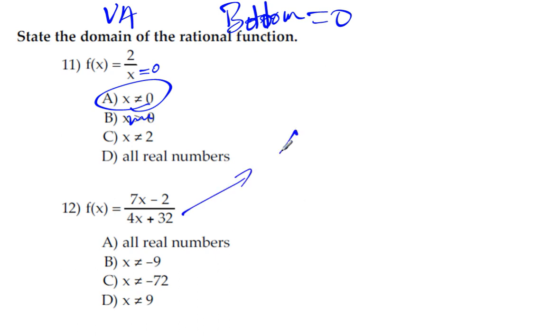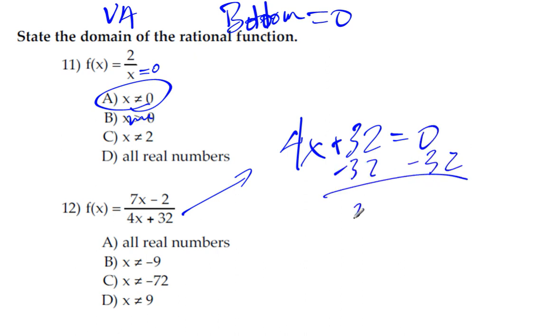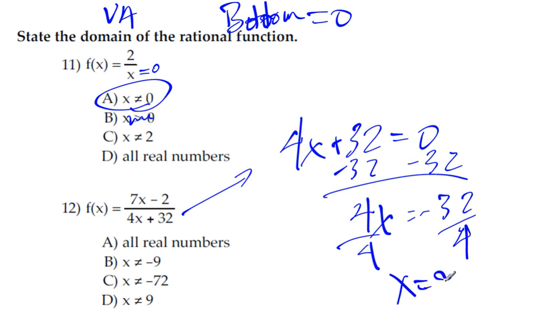This guy here, we just set up our little equation. We're going to put that equal to 0, subtract the 32. So 4x equals negative 32. We divide that by 4. So x equals negative 8. Whoa. Yeah, I know it's not over here. Let's pretend that one said negative 8. It'll be B.